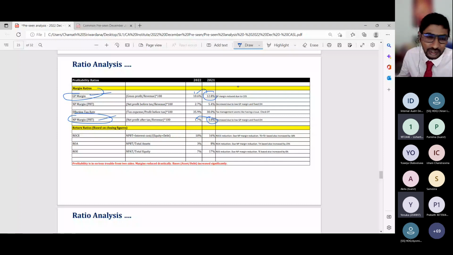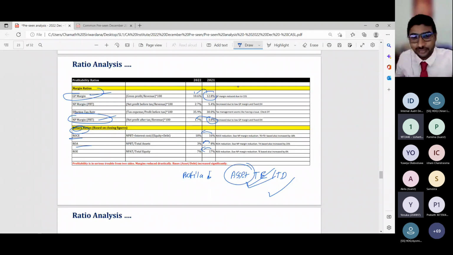Why are the return ratios reducing? Just because of two reasons. The first reason is your profitability reduced, and your base, let's say the asset base, or the total equity base, or the total debt base, those bases are also increasing, right? Those bases are increasing. That is why the profitability return ratios have given such low figures, right?